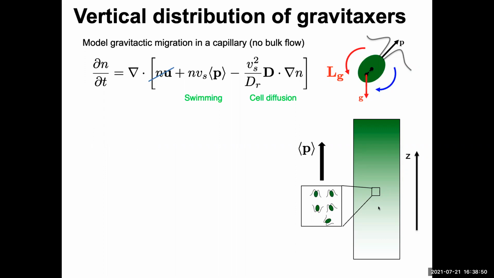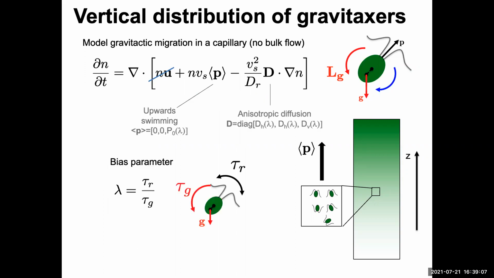So you imagine you have a capillary full of Chlamydomonas, and these algae are gravitactic, so they're reoriented by gravity to swim upwards. And so the conservation of cells has contributions from swimming and cell diffusion. And you can use a stochastic microscopic model to infer the mean swimming direction. So this average of P is the mean swimming direction, which is upwards, and anisotropic diffusion. So it's a diagonal tensor with these components, horizontal and vertical components.